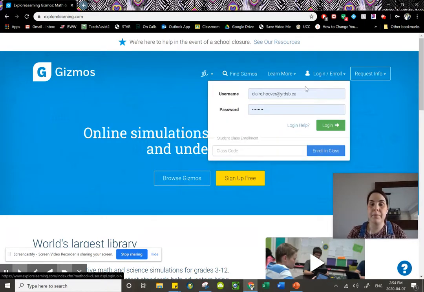You're going to log in. You should be using your GAPS email and your password that you set up at the beginning of the year. It's likely the same as your GAPS email and the password that you use for school to get on the Wi-Fi. You're going to log in.